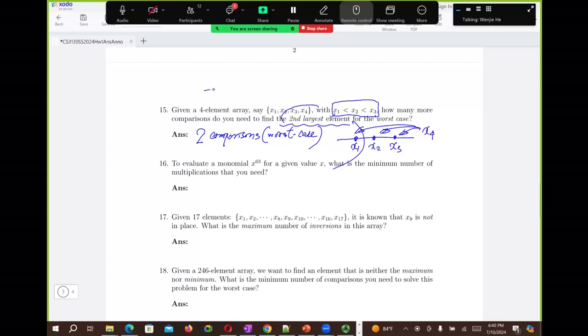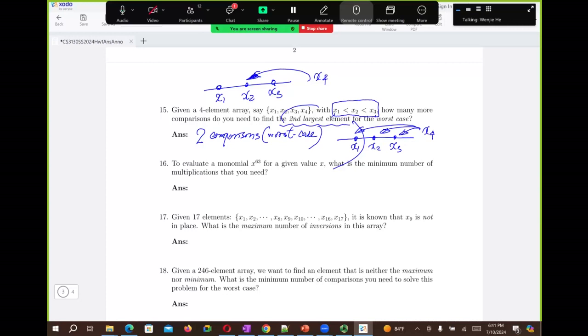Some students may use another way to do the comparison. Then the answer is the same. x1, x2, x3. Some students do the comparison with x2. In this way, you need 2 comparisons for the worst case.